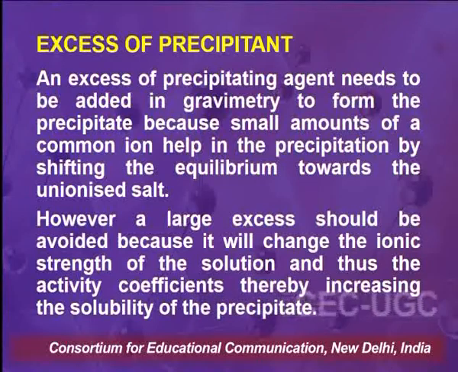So, when we talk about a precipitating agent, it needs to be added in excess so that the metal ions form a precipitate quickly, because the addition of the precipitating agent will shift the equilibrium towards the left side. A large excess needs to be avoided, because if a large excess of the precipitating agent is added, then it may change the ionic strength of the solution, and it might result in increased solubility.